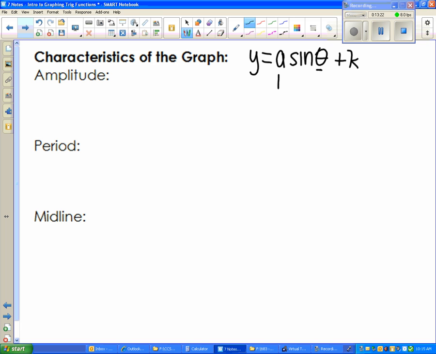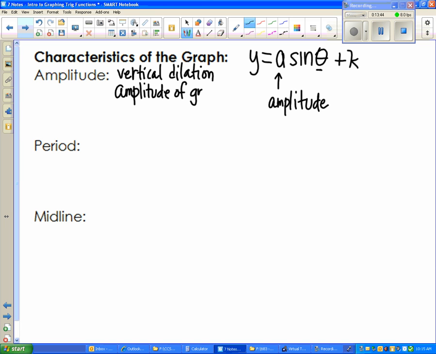So A is going to correspond to our amplitude. Because remember, the A value is going to be our vertical dilation. So the amplitude would correspond to our vertical dilation, or the amplitude of our graph. An amplitude, by definition, is basically the distance from the midline to the max.